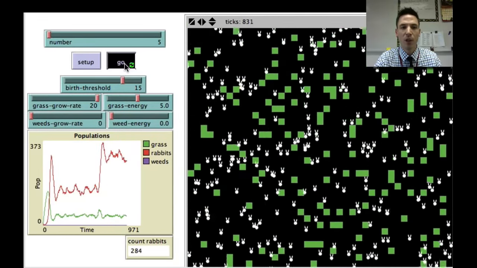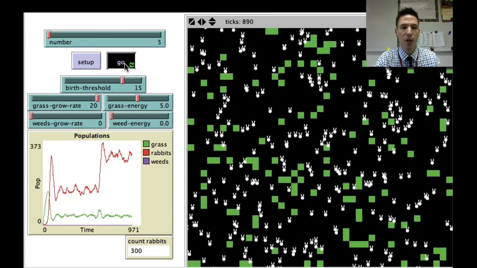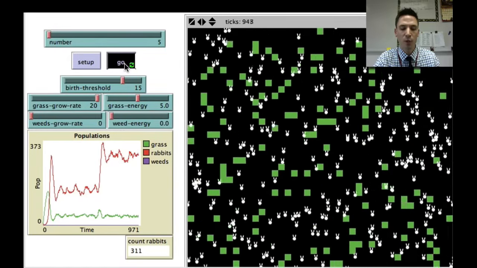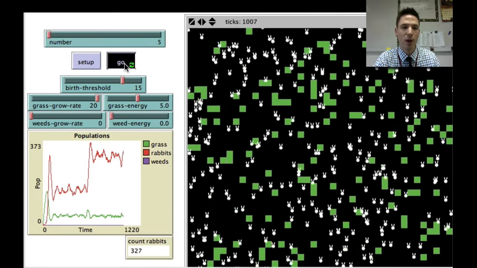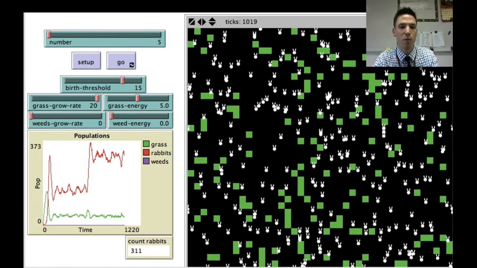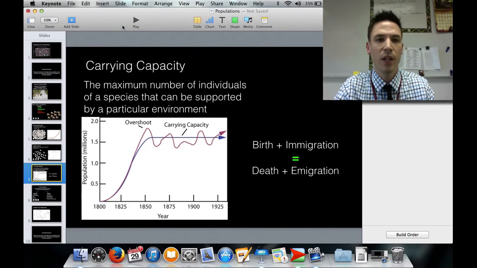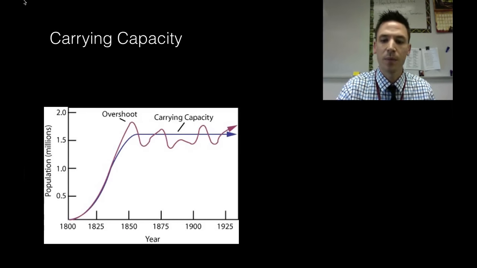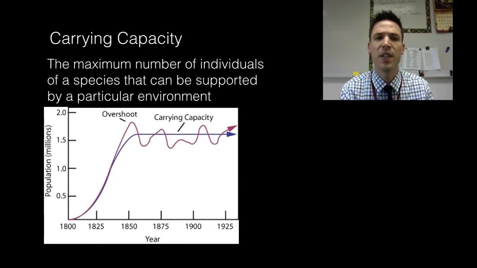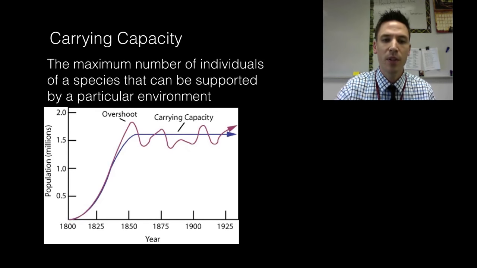So we notice that the leveling point is higher because there was more food available, but again, all populations reach a certain point where they level off. Well, what do we call this leveling off point? The term in biology is the carrying capacity. All that a carrying capacity is, is the maximum number of individuals of a species that can be supported by a particular environment. In this case, the rabbits were limited by the amount of food that was available.